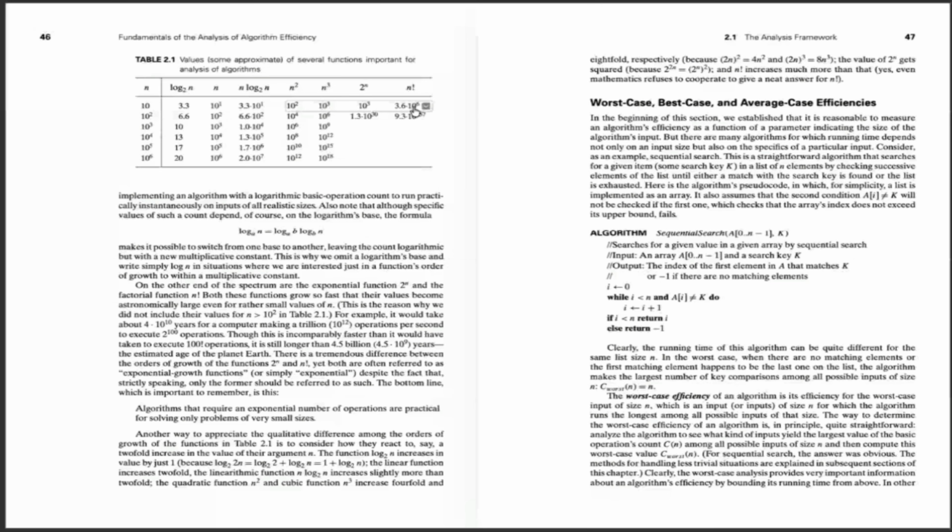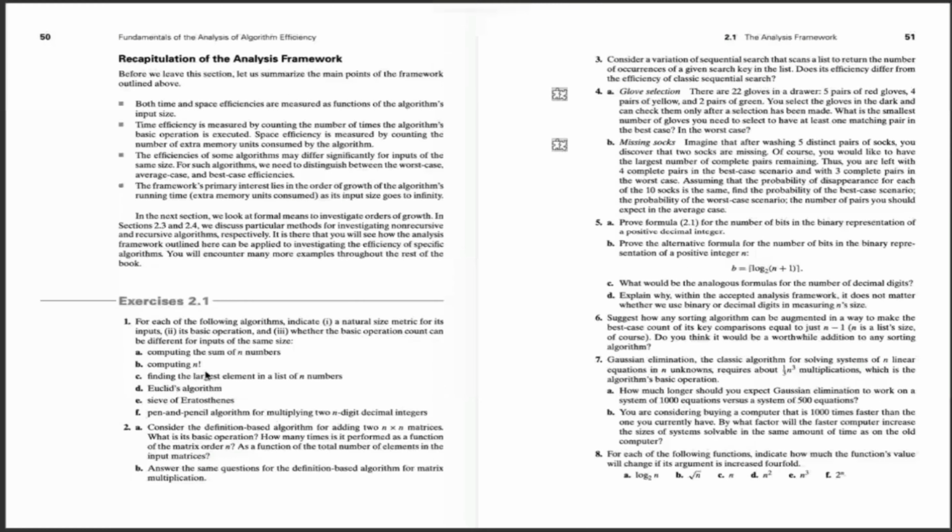the best case scenario and other things. So it will have here, for each of the following algorithms, indicate the natural size metric for the inputs, the basic operation, and whether the operation count can be different for different inputs. So computing a sum of numbers, as you saw, factorial.